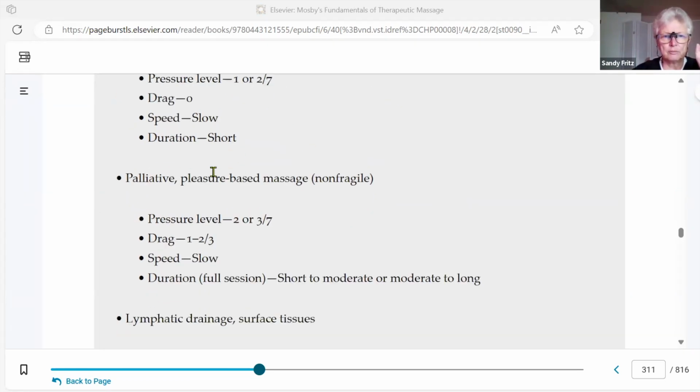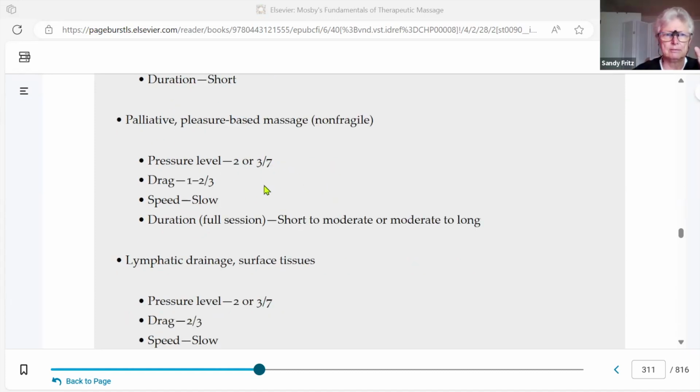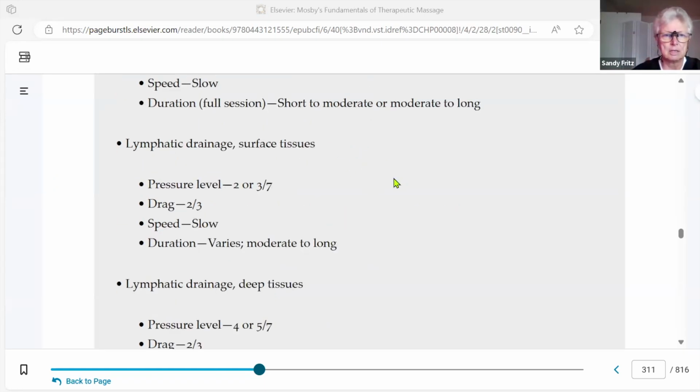Here is your general relaxation massage, pleasure-based, non-fragile, palliative, pressure levels 2 to 3, up to 4, and on the edge of 5. Some drag. Typically, the speed is slow. And your duration is typically moderate. It's within that 60-minute therapeutic session.